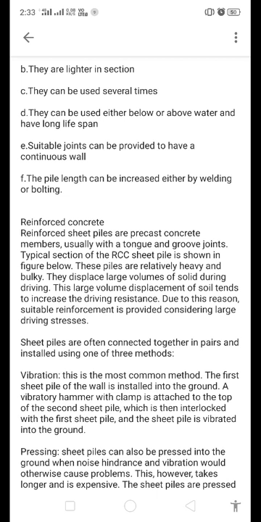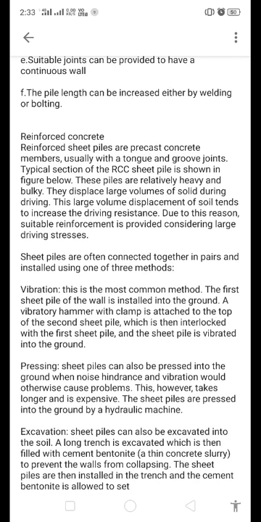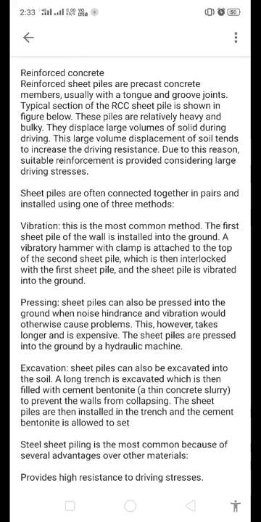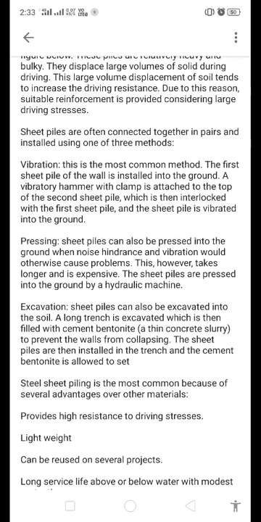Sheet piles are often connected together in pairs and installed using one of three methods. How are they installed? They are installed by three methods: one is vibration, another is pressing, and the third is excavation. Vibration is the most common method. The first sheet pile of the wall is installed into the ground, then a vibratory hammer with a clamp is attached to the top, and the sheet pile is vibrated and inserted into the ground.